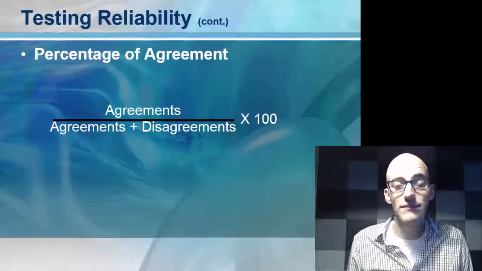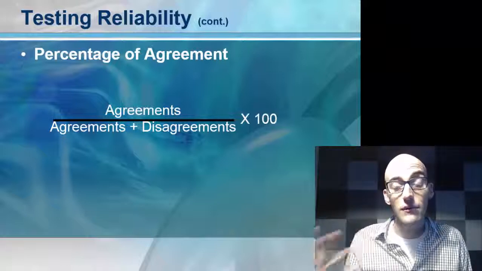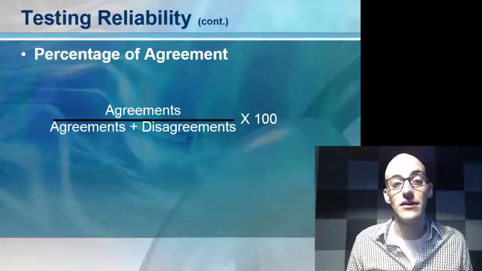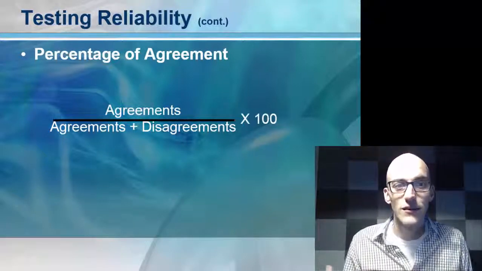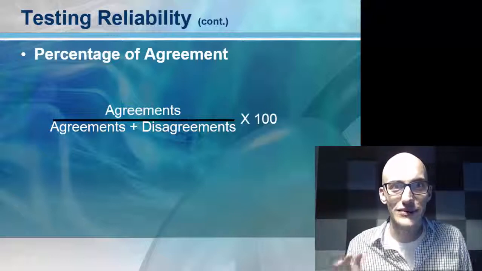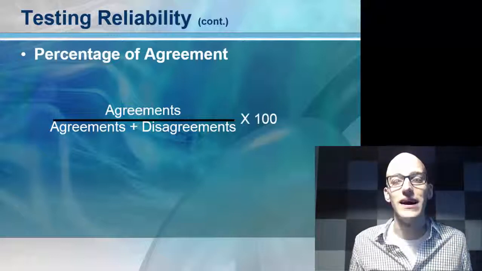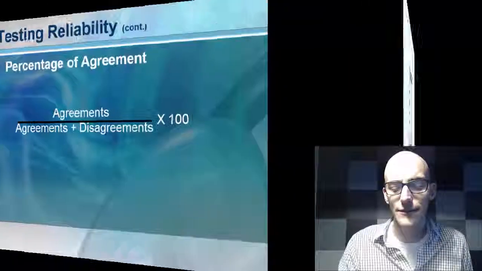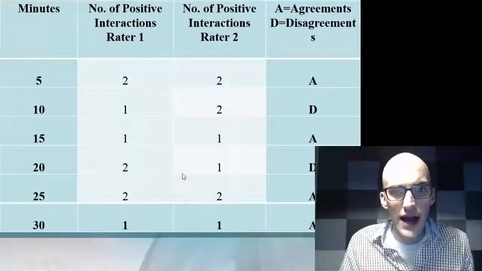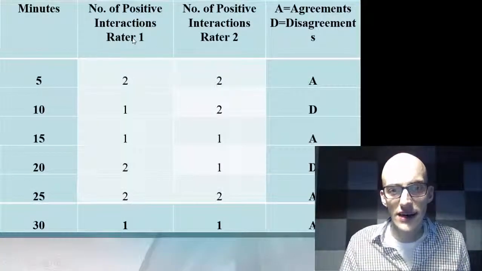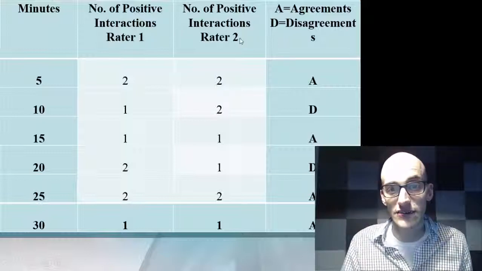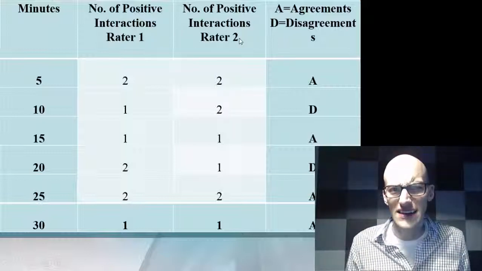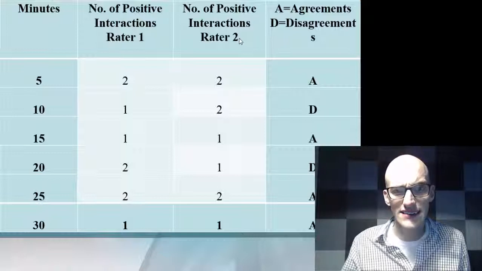So we can measure this inter-rater reliability by looking at the number of agreements over the total number of agreements and disagreements, multiplied by 100. You don't necessarily need to remember that formula, but just so you know what you're looking at. So in this scenario, we've got positive interaction rater number 1 and positive interaction rater number 2. This looks like a measure of parent-child interaction therapy.